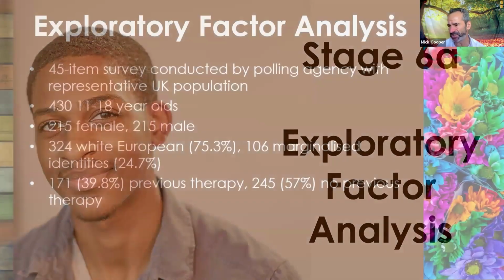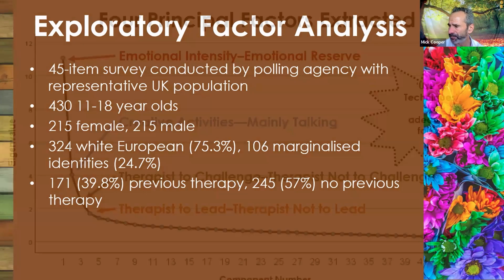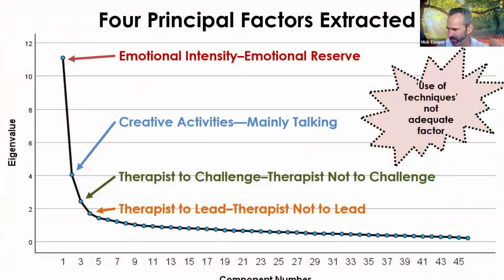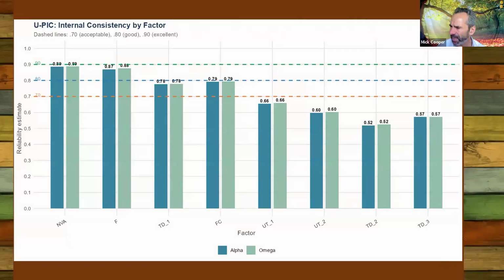And then we went through a process of getting a survey done with over 400 young people, where I think this is called a scree plot, and that's where you identify the dimensions. As you can see there, the main dimension was emotional intensity, and then one about creative activities, then about challenge, and then about leading. Those were the 4 dimensions that came out, again with good enough reliability.